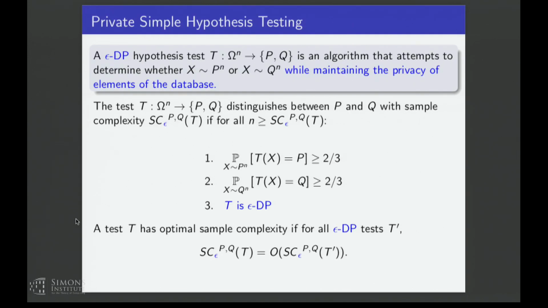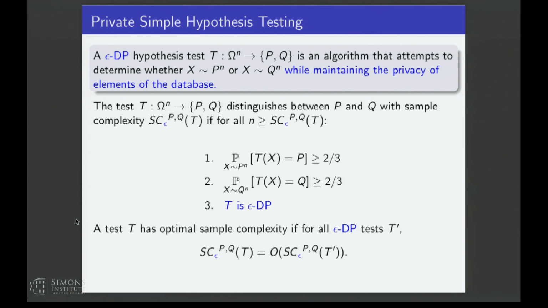So today we're talking about private simple hypothesis testing. Everything remains the same on this slide except for the blue things. We're now going to require our tests to be epsilon differentially private. And I'm going to put this little epsilon on my sample complexity when I mean the private sample complexity. And now, of course, a test has optimal sample complexity for a private test: I'm only going to compare to other private tests.